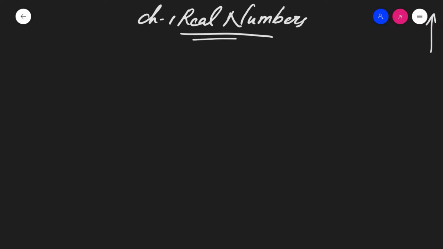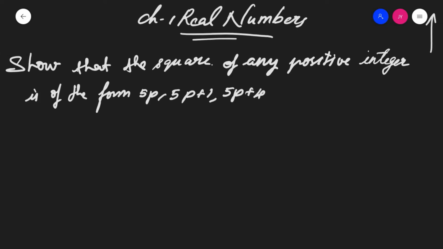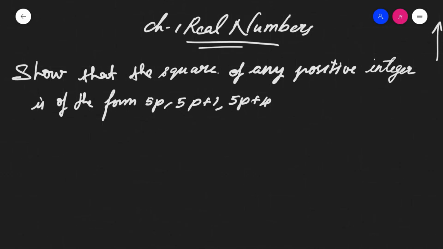Let's jump into it. So, chapter 1, real numbers, we are in. So, the question I gave was this: show that the square of any positive integer is of the form 5p, 5p plus 1, or 5p plus 4.